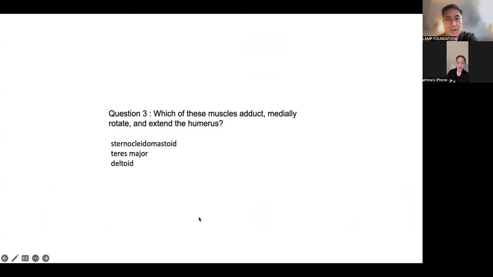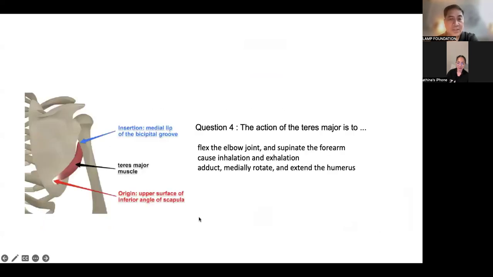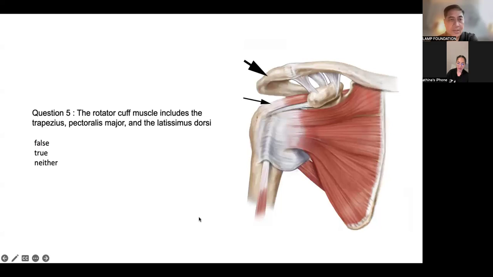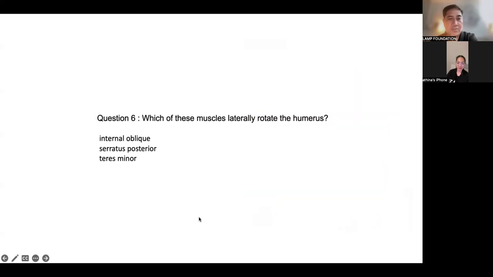Which of these muscles adduct, medially rotate, and extend the humerus? It is the teres major. The action of the teres major is to adduct, medially rotate, and extend the humerus. The rotator cuff muscles include the trapezius, pectoralis major, and the latissimus dorsi. True or false? That is false. Which of these muscles laterally rotate the humerus? It's the teres minor.